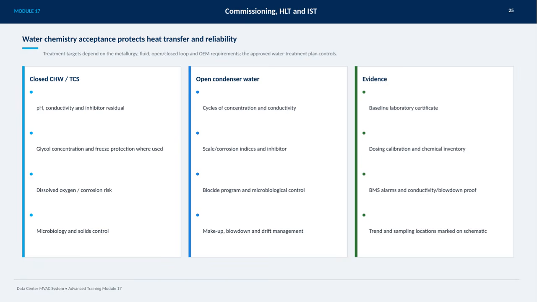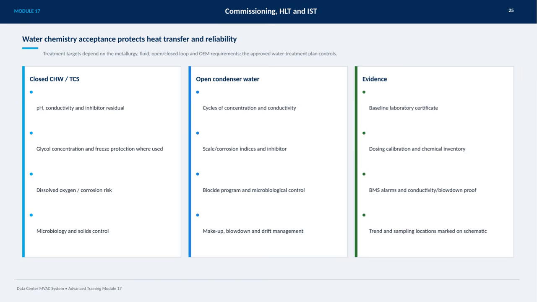It's also essential to keep an eye on glycol concentration when freeze protection is necessary, as well as dissolved oxygen levels to manage corrosion risks. Additionally, controlling microbiological growth and solids helps prevent fouling and degradation.